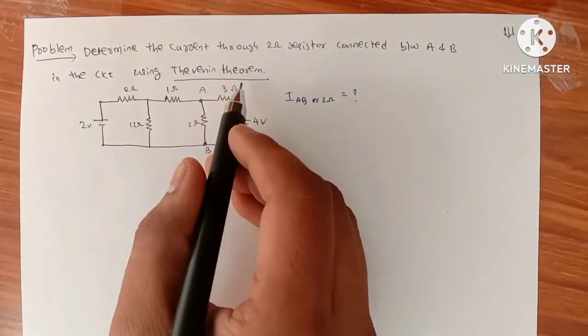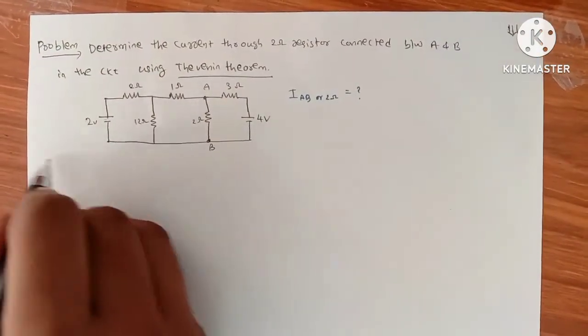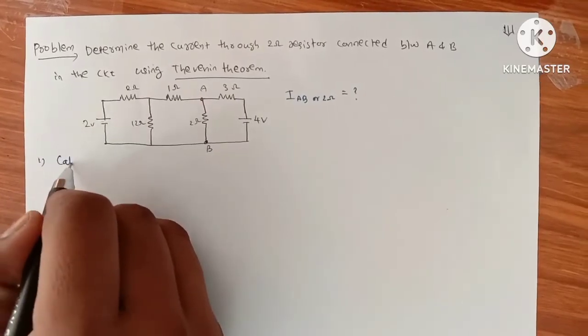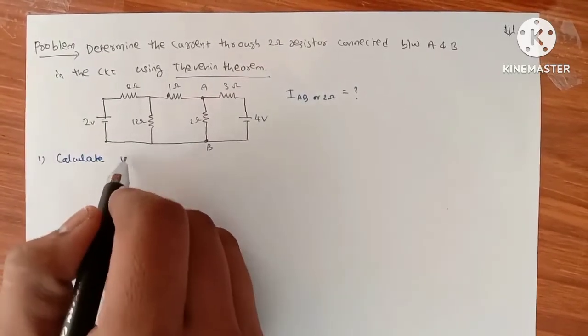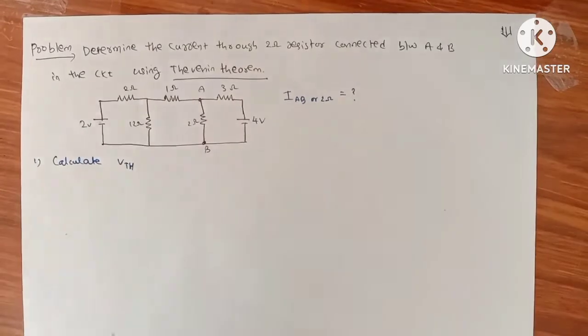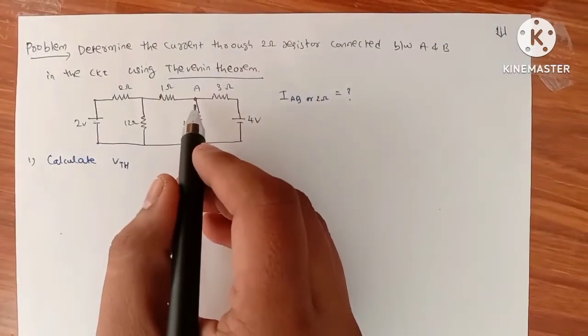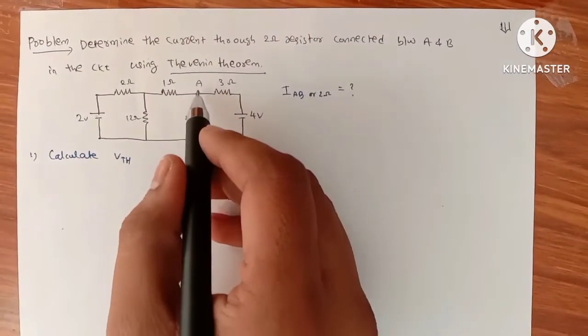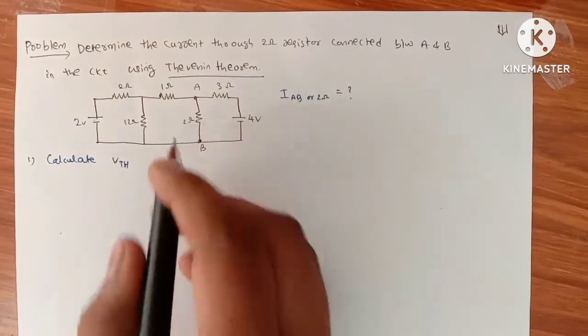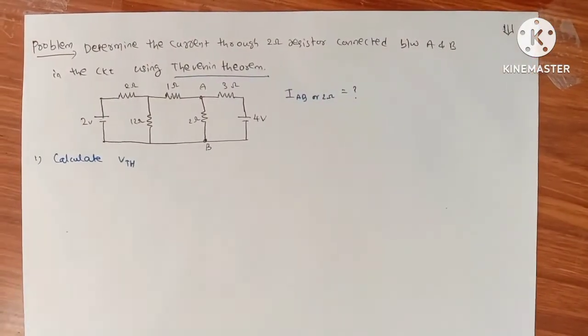So from Thevenin's theorem, the first step is to calculate VTH, nothing but V Thevenin. By eliminating this 2 ohms resistor between A and B, we should draw the circuit. Then the circuit looks as follows.